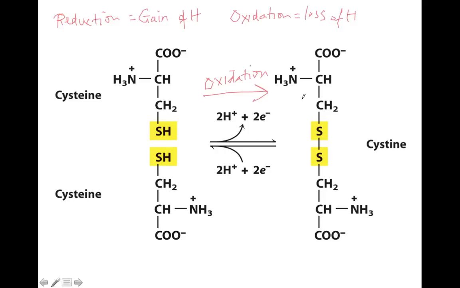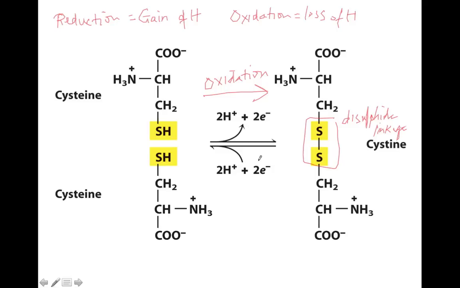Alright? Now two cysteine, when they combine together, they form one cystine. Remember what I said this is? This here is your disulfide linkage. And that will be very important when we look at the different structures of proteins. In fact, in particular, when we look at the tertiary structure of proteins.